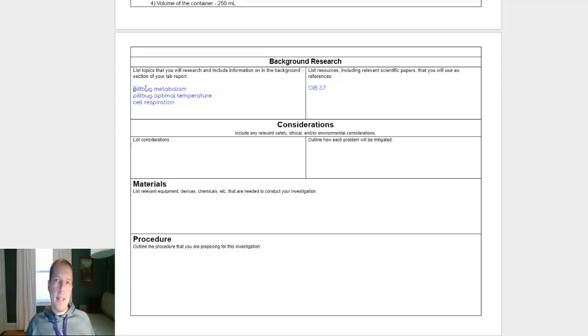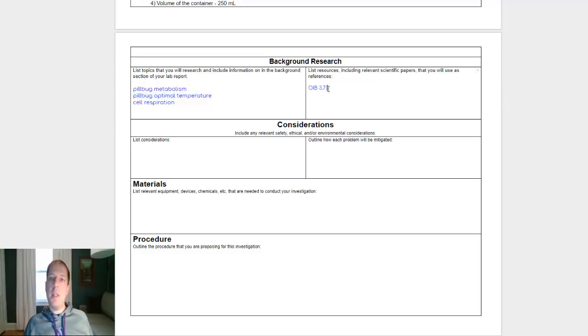So what is the nature of pill bug metabolism? What do they eat? How do they process energy? How is that unique in this particular organism? And of course, since I'm selecting a range of temperatures, before I begin, I want to research and make sure that I've chosen temperatures that are safe for the pill bugs so that I'm not getting them too cold or too warm to the point where they might actually be caused harm.